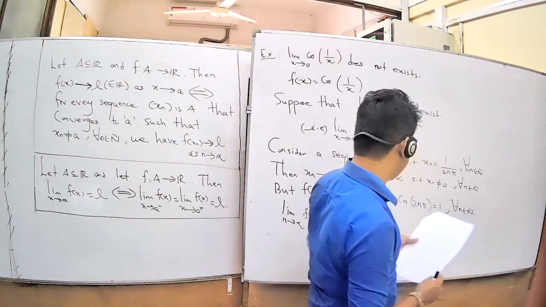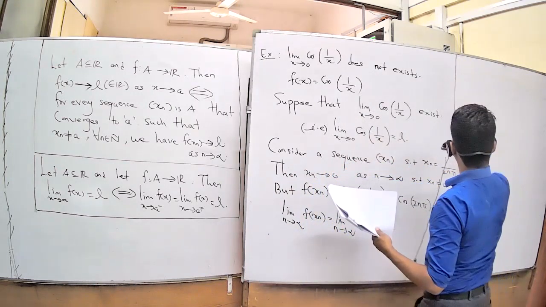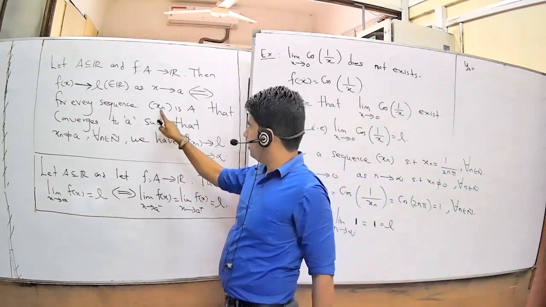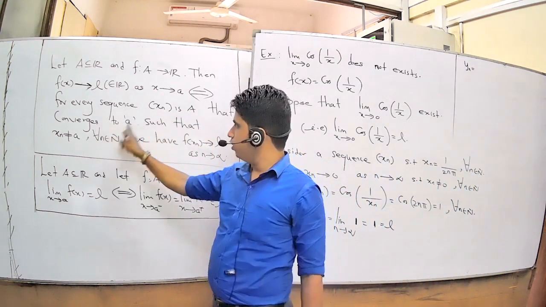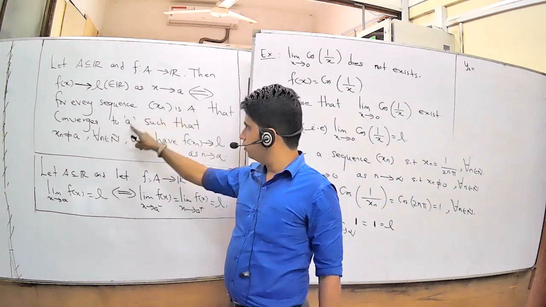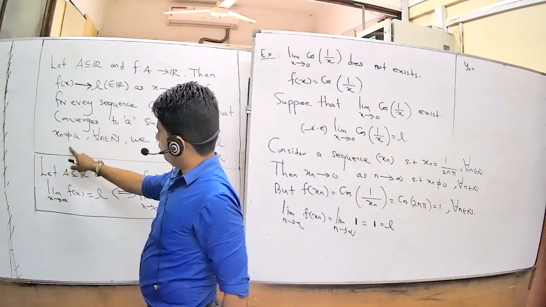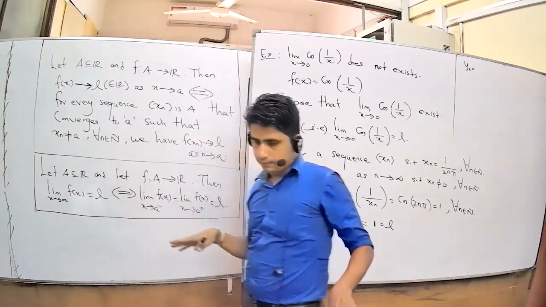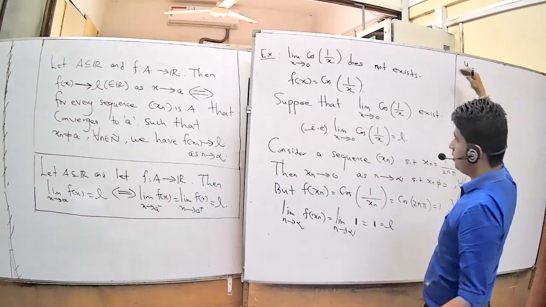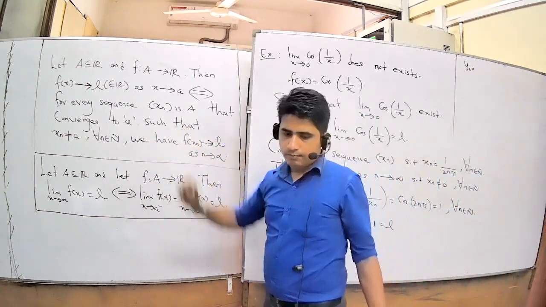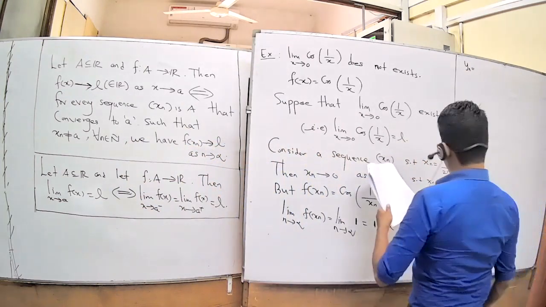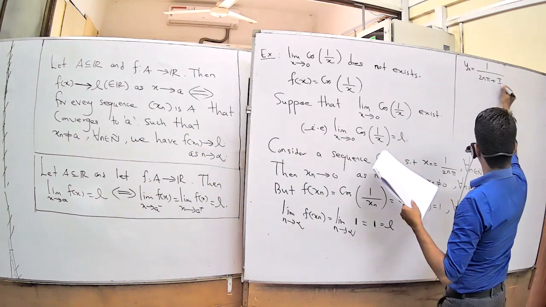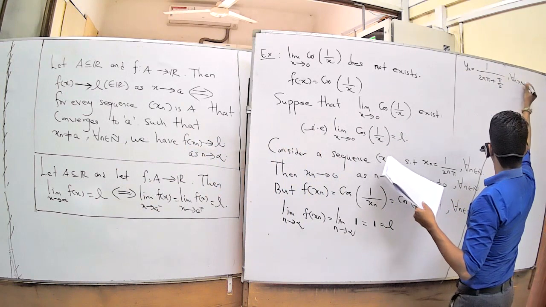Now you take another sequence. If you take any sequence, this condition should be satisfied: a sequence in A such that it tends to 0, and the sequence is not equal to 0 for all n belonging to the natural numbers. Based on those conditions, we choose the sequence yn equal to 1 over 2n pi plus pi by 2, for all n belonging to the natural numbers.